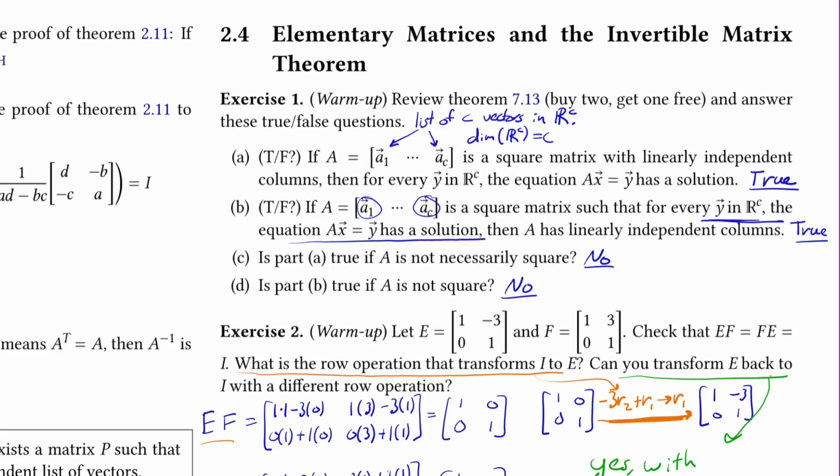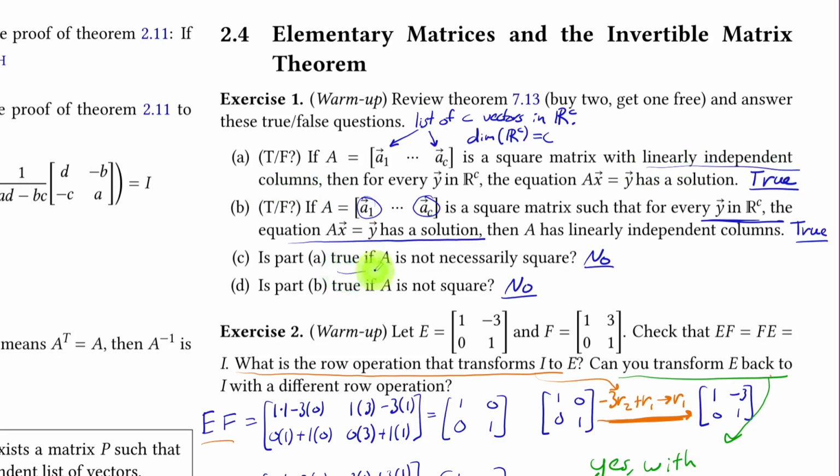Likewise for A, this is saying they're linearly independent, and there you have two of the things for the buy two get one free theorem, the right number of vectors, and they're linearly independent, so the third thing is true as well.